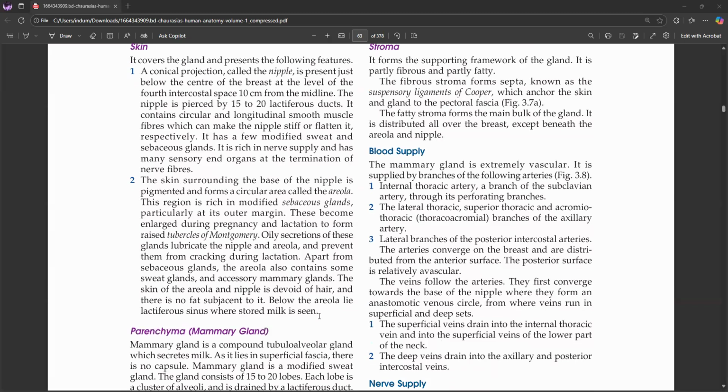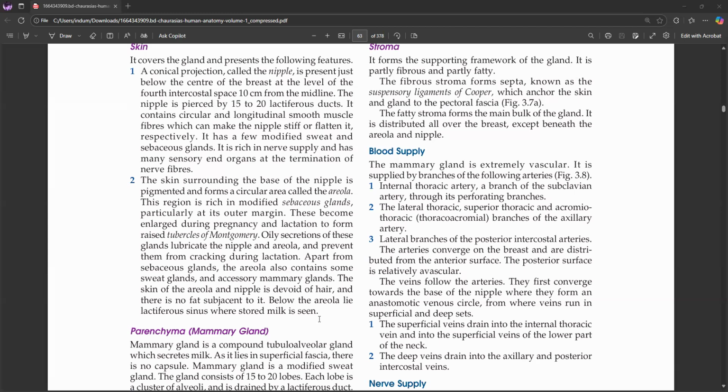Number 1. A conical projection, called the nipple, is present just below the center of the breast at the level of the fourth intercostal space, 10 cm from the midline. The nipple is pierced by 15 to 20 lactiferous ducts. It contains circular and longitudinal smooth muscle fibers, which can make the nipple stiff or flatten it, respectively. It has a few modified sweat and sebaceous glands. It is rich in nerve supply and has many sensory end organs at the termination of nerve fibers.